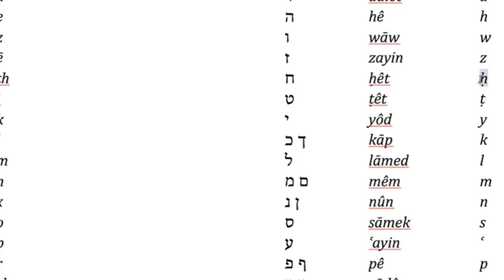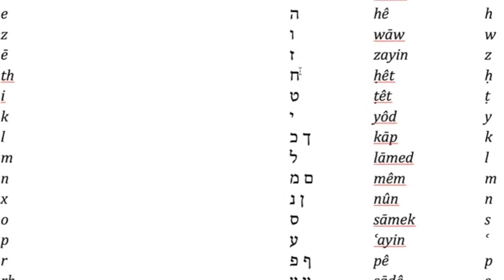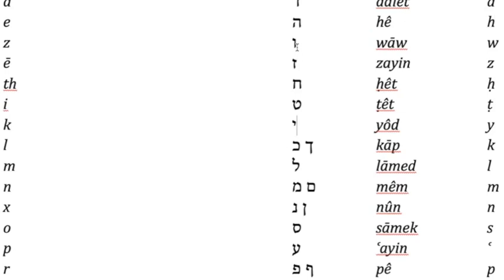And it is an H with a dot underneath. Tet is a T sound, and it has a dot underneath. Yod is a Y sound. It's just a little tiny thing up towards the top, kind of like these, but these have a tail. But this is just a little tiny thing at the top. Yod is a Y sound.